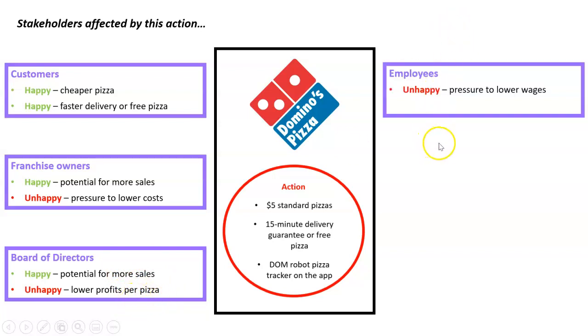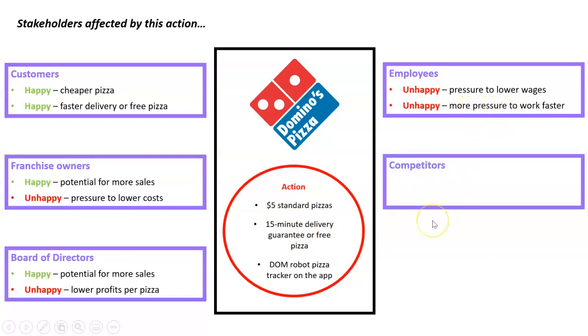Employees, unhappy. I mean, for a $5 pizza, you're not going to be getting paid much if you work at Domino's. There's going to be pressure to lower wages. And also this one, the 15-minute delivery guarantee, that's from the start of the order. There's going to be a lot of pressure on workers to work faster.